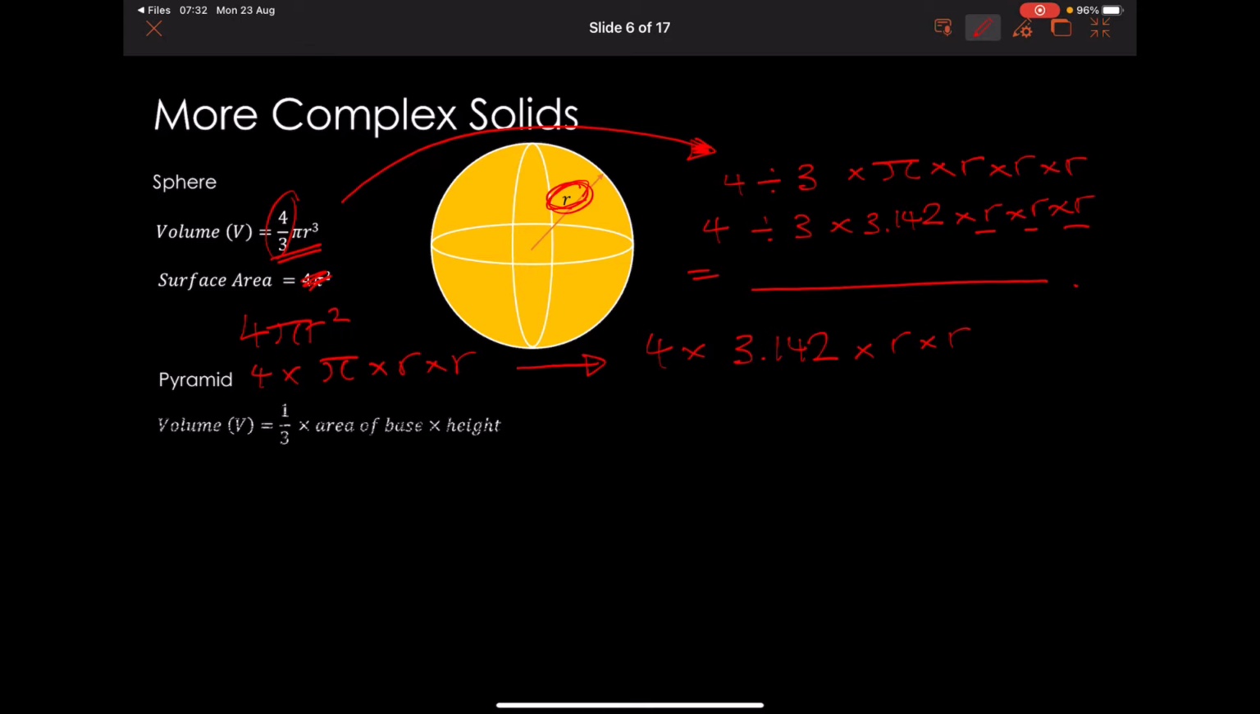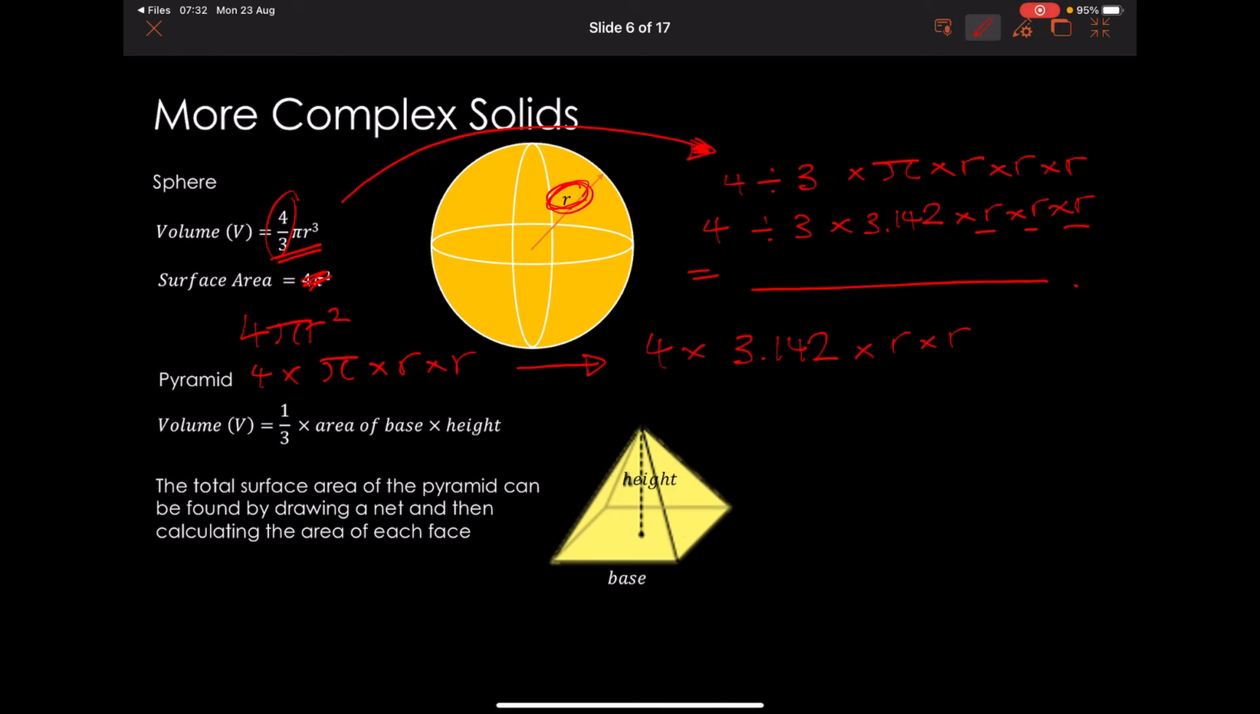A pyramid, okay, the volume of a pyramid is quite easy. Here's an example of a pyramid, ignore the second bit of writing for now. The volume of a pyramid is a third of the area of the base times by the height. So if we're given a base, we can work out the area of this. Let's say that's 5 meters by 5 meters.